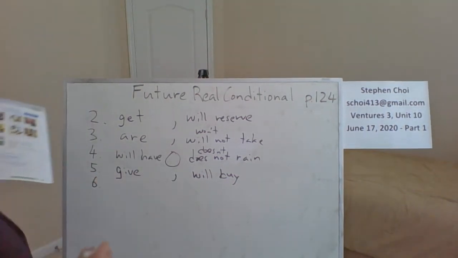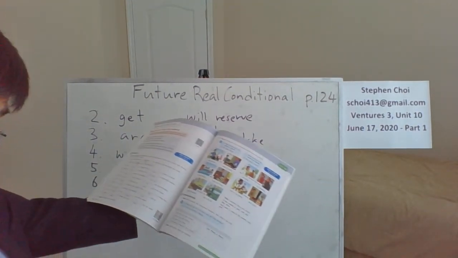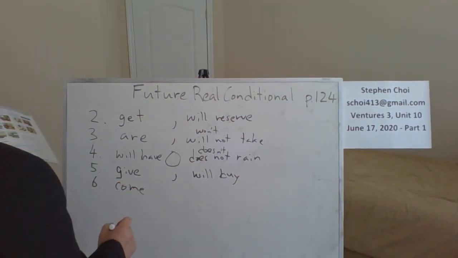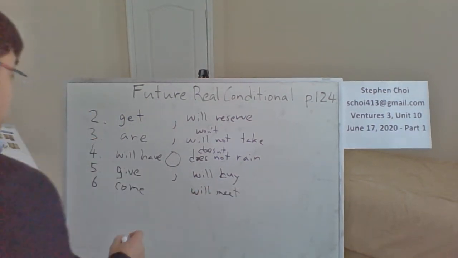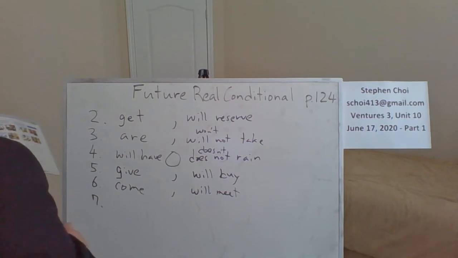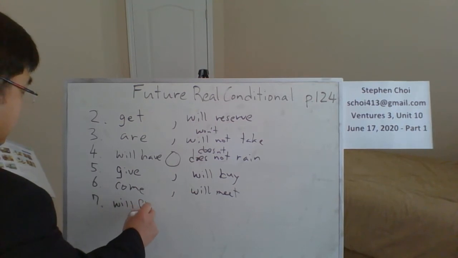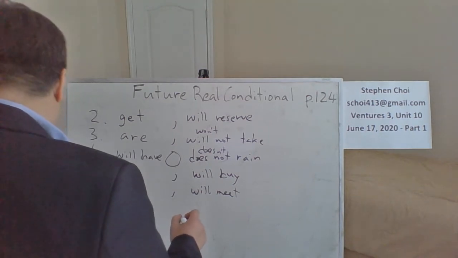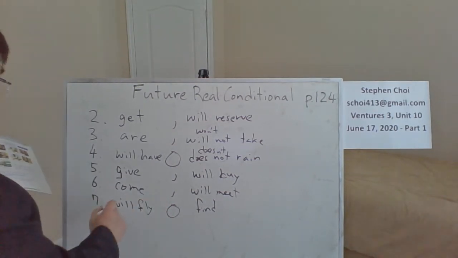All right. Number 6. Number 6 is if you come to Chicago, we will meet. And then you put a comma because it begins with a conditional, okay? And then number 7, they will fly, because this is the main clause. They will fly to Miami next week if they what? If they find. And no comma, right? Because it's a main clause first, okay?